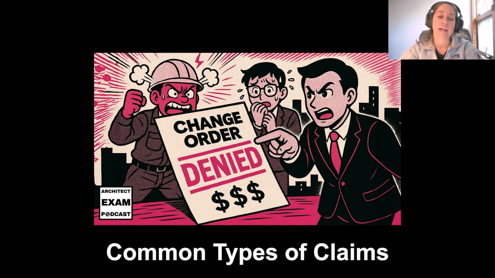There are also contract administration claims, which involve improper documentation procedures, failure to provide timely notices, or inadequate quality control procedures followed during contract administration.